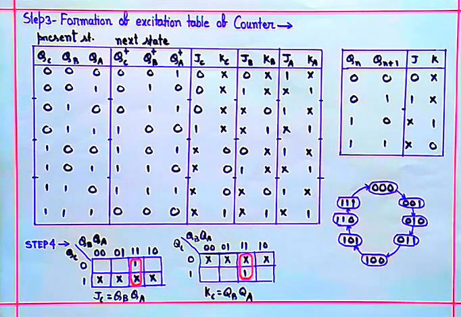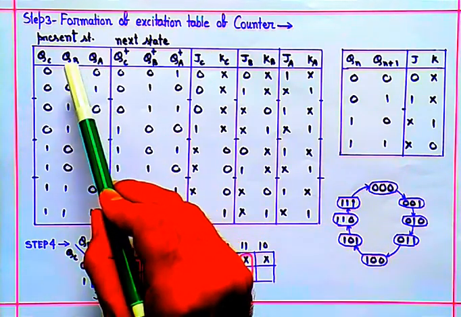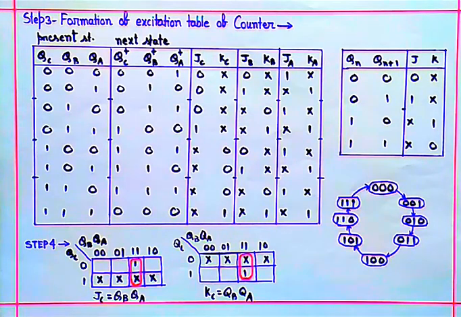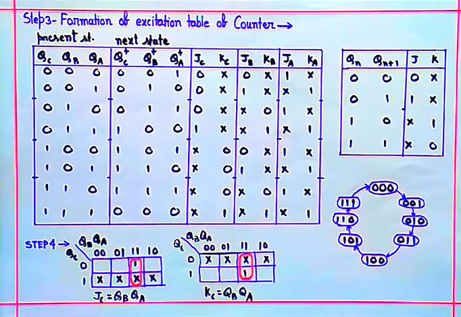Notice that I have used here the letters A, B, C because you know that the counter is a 3-bit counter, and also you know that for a 3-bit counter you need total 3 flip-flops. By using the letters A, B, C, I have represented the flip-flops. That means one is flip-flop A, second one is flip-flop B, third one is flip-flop C.